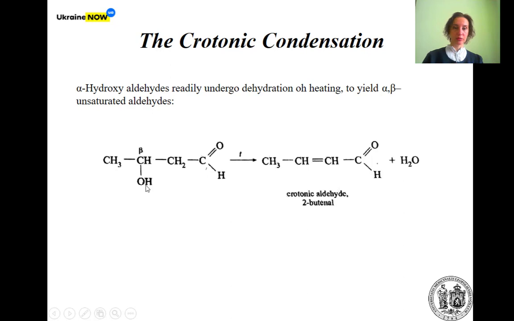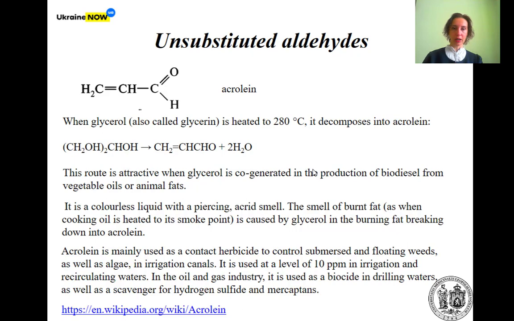If we talk about unsaturated aldehydes, one interesting compound, the simplest, is acrolein. Acrolein is formed by heating glycerol in the presence of a catalyst, for example concentrated sulfuric acid. This compound is also obtained in the production of biodiesel from vegetable oils or animal fats.